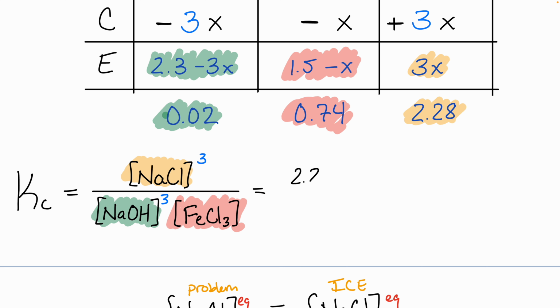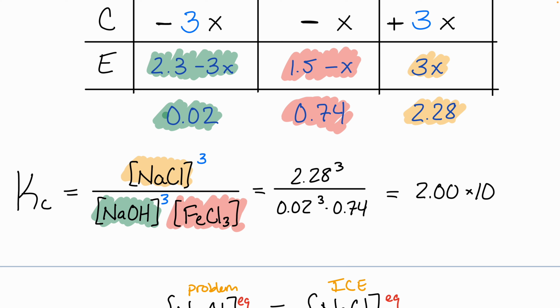So 2.28 cubed over 0.02 cubed times 0.74, and I get 2.00. Again, we're just going to keep 3 sig figs times 10 to the 6. All right, and my units here would be inverse molar.